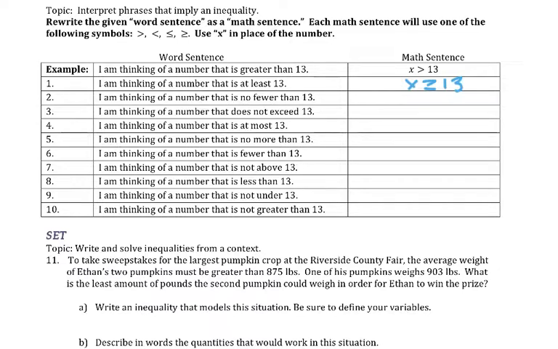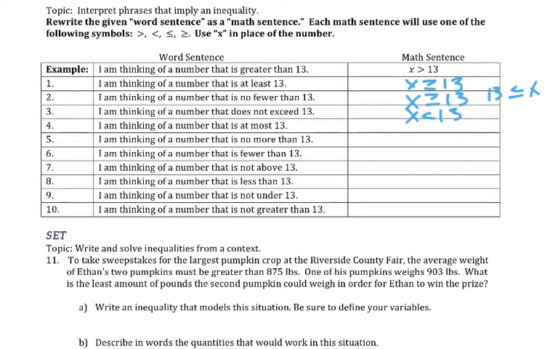So 2, I'm thinking of a number that is no fewer than 13. Okay? No fewer is kind of the same as at least. So basically the same thing. I could also write it 13 is less than or equal to x. I'm thinking of a number that does not exceed 13. Okay? So that would be x is less than 13.